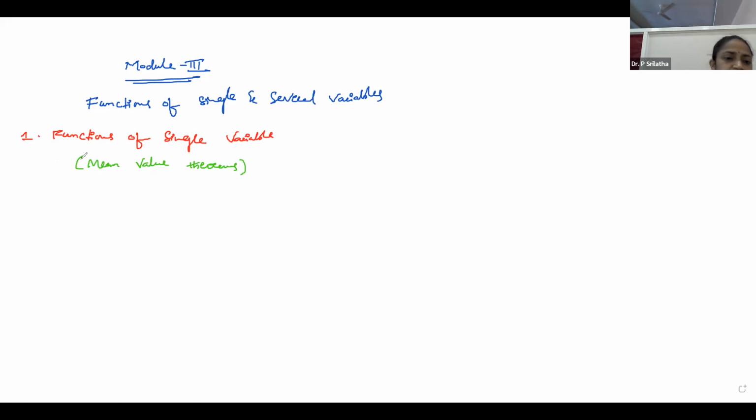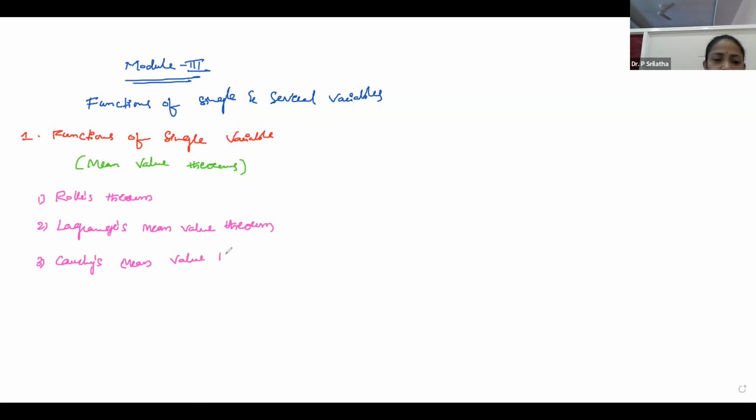Okay. So in our syllabus, we have only 3 mean value theorems. The first one is Rolle's mean value theorem or Rolle's theorem. The second one is Lagrange's mean value theorem. And the third one is Cauchy's mean value theorem. Okay.